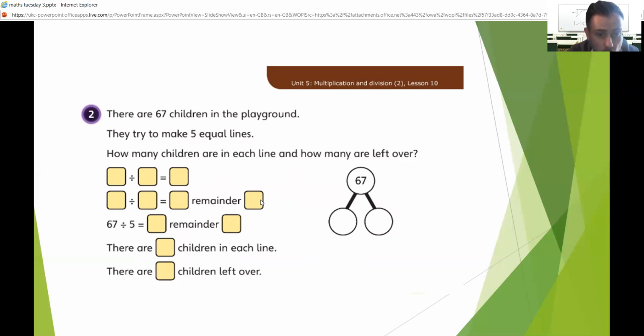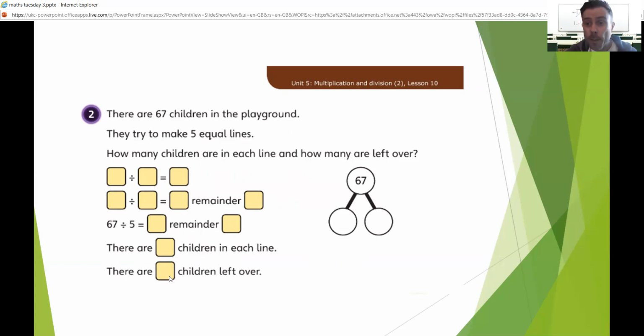All right, so we had 12. Now we've got 1 with 2 left over. So we need to add our two answers up. So 12 add 1 is 13 with 2 left over. So 13 in each line, 13 children in each line, and there's 2 children left over, not in a line. They might get in trouble, I don't know.